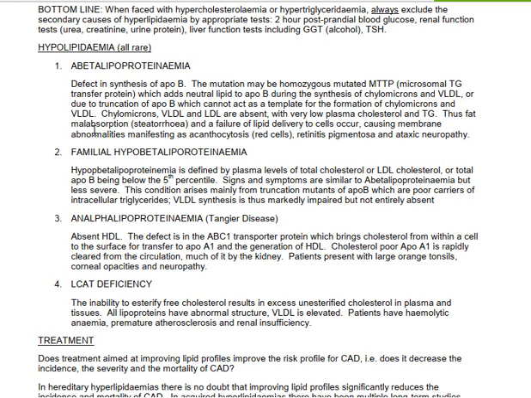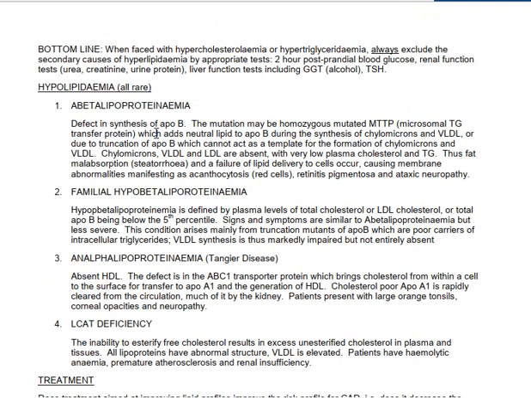We have also familial hypobetalipoproteinemia. Is it clear? It's defined by a plasma level of total cholesterol or LDL or total ApoB protein below the 5th percentile. So when you have a low level of LDL cholesterol, you have familial hypobetalipoproteinemia. In the case of abetalipoproteinemia, you have a low level of triglycerides. But in the case of familial hypobetalipoproteinemia, you have a low level of cholesterol.